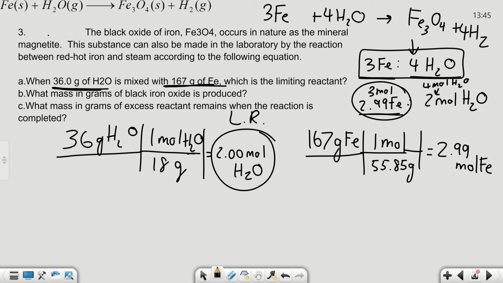Okay? So that's one way. If you're like, what did he just do? I don't understand any of that. Okay? Again, we can look at the ratio and figure that part out.